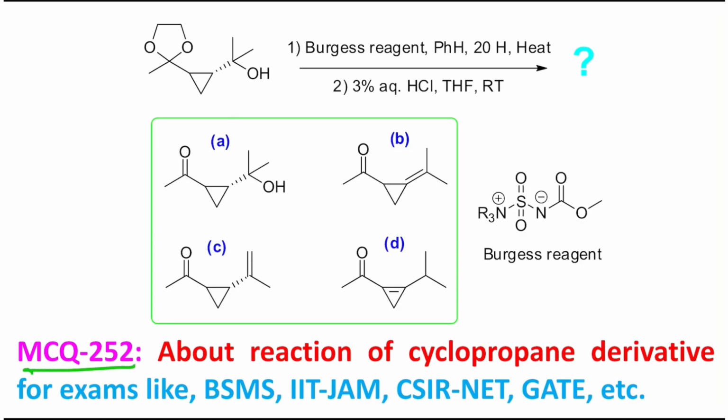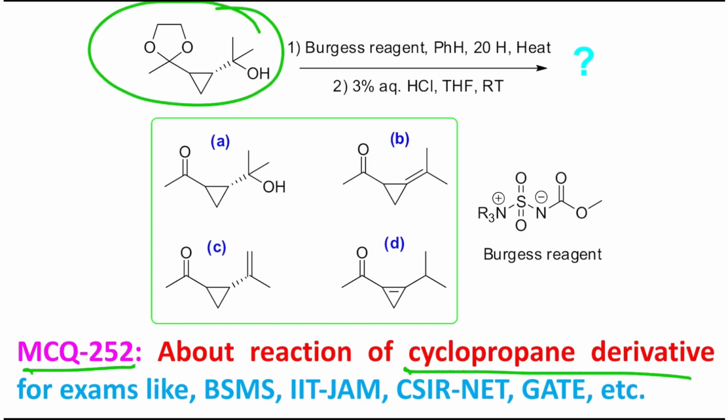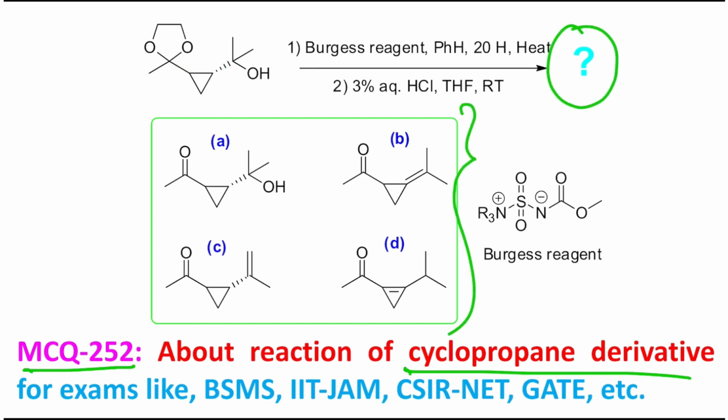Today's topic of discussion is an MCQ about the reaction of a cyclopropane derivative. You can see the molecule here, where there is a cyclopropane, a 3-member ring. It undergoes a two-step reaction and produces a product, and you have to say what is the major product of this reaction. By the way, after reading this problem, many of you may have a question: sir, we are not familiar with this reagent, the Burgess reagent.